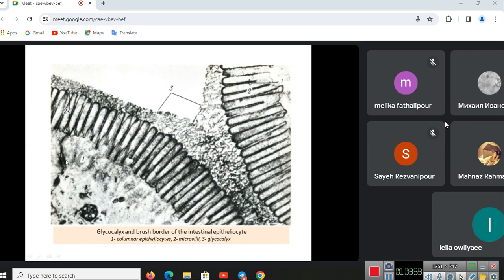And cell junctions include tight junction, which is always first, belt desmosome at the level of terminal web, which is grayish, it is here, and next spot desmosome.